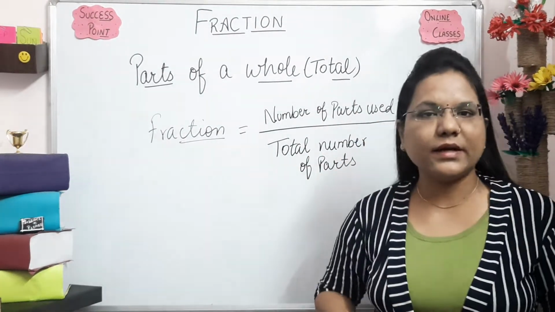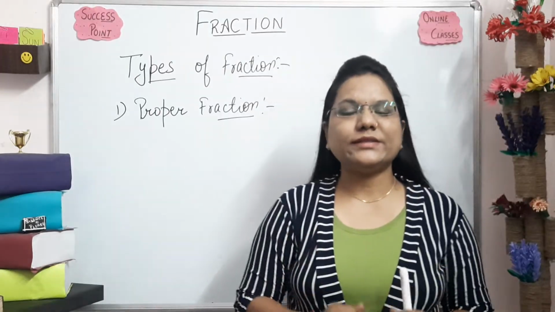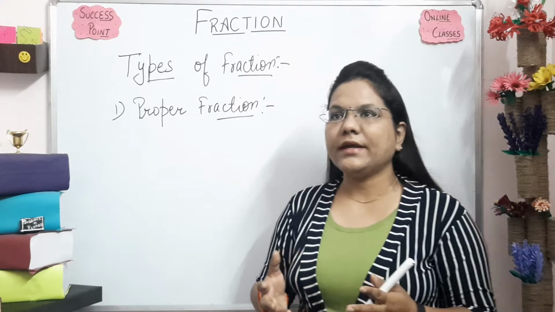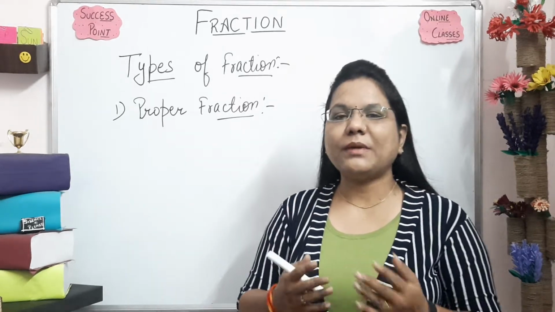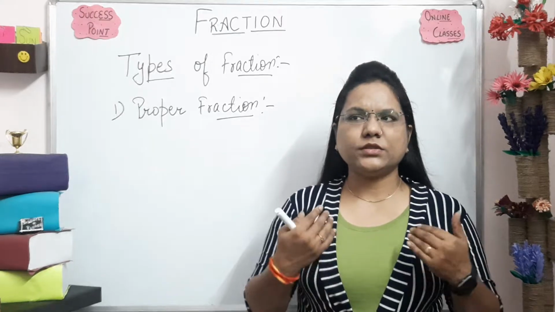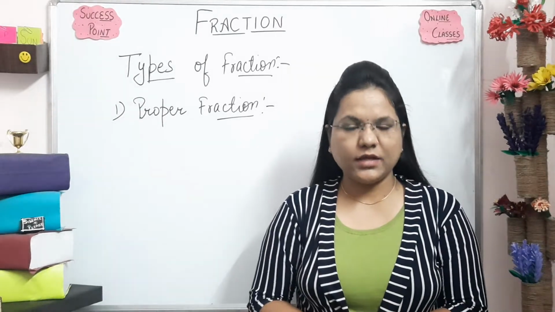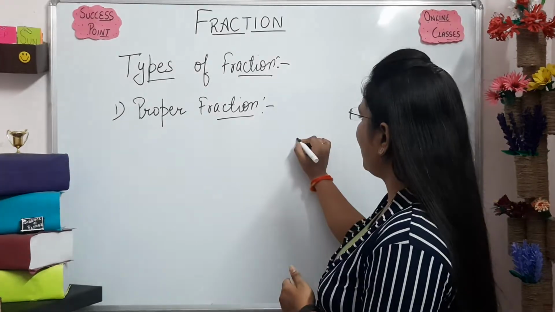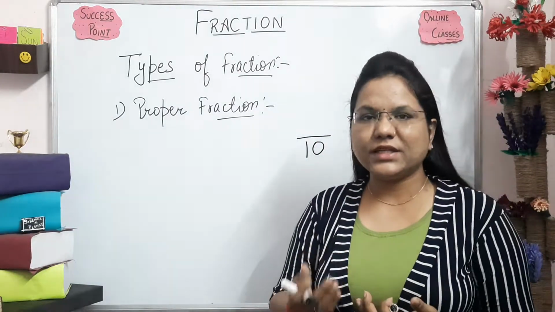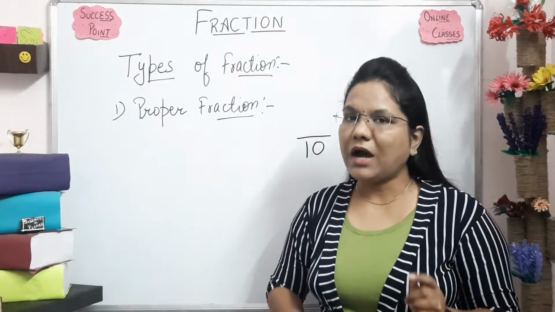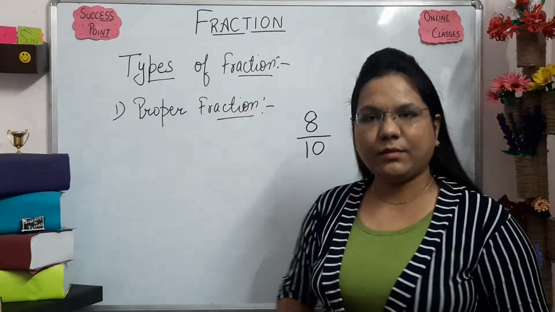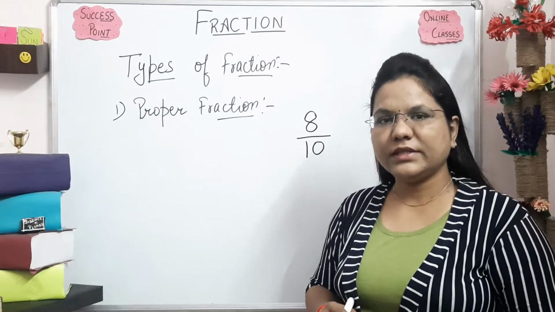Guys, so let's understand about proper fraction by taking an example. Like in your maths test you are getting 10 questions. Out of 10 questions you did 8 questions correct. Now we want to check the fraction. How many total it will be? Total means 10 questions. Out of this you did 8 questions correct. So it will be 8 by 10. This is a fraction.